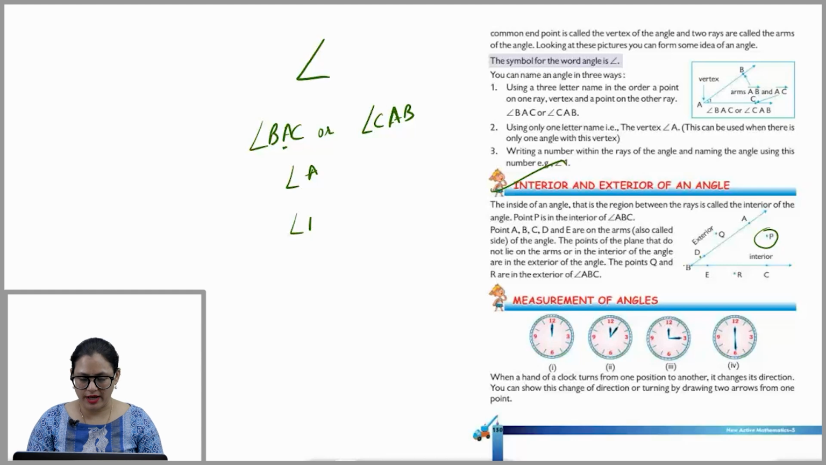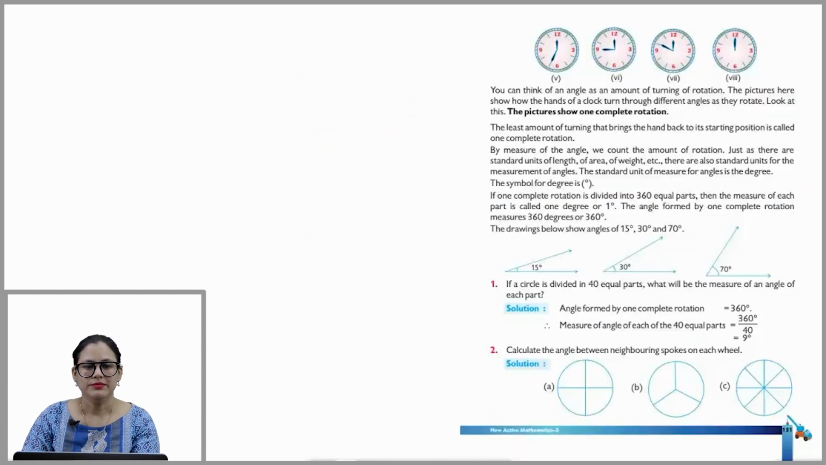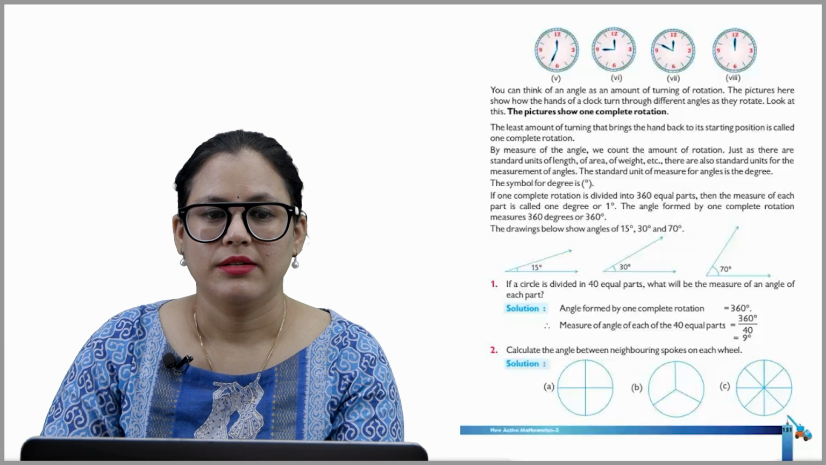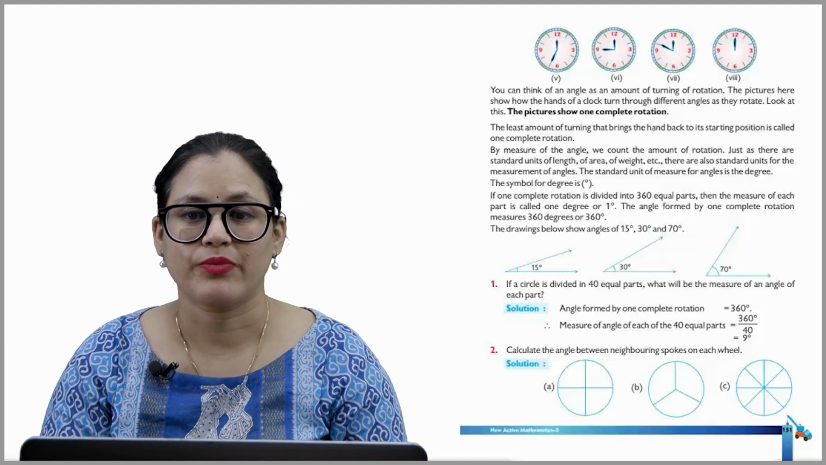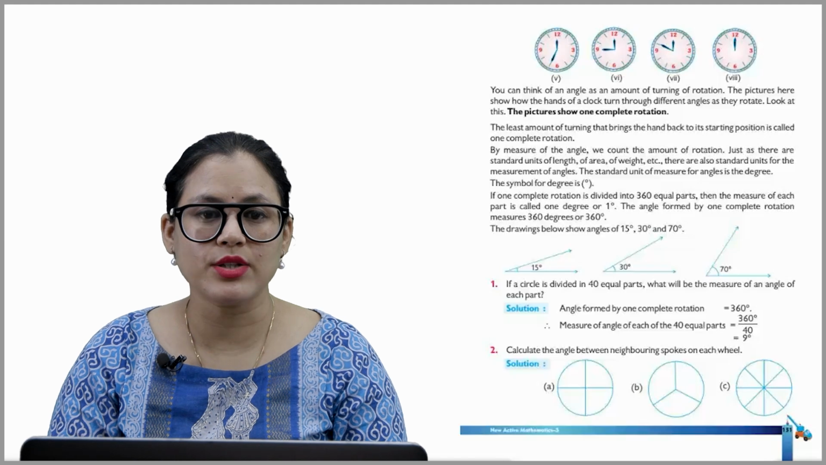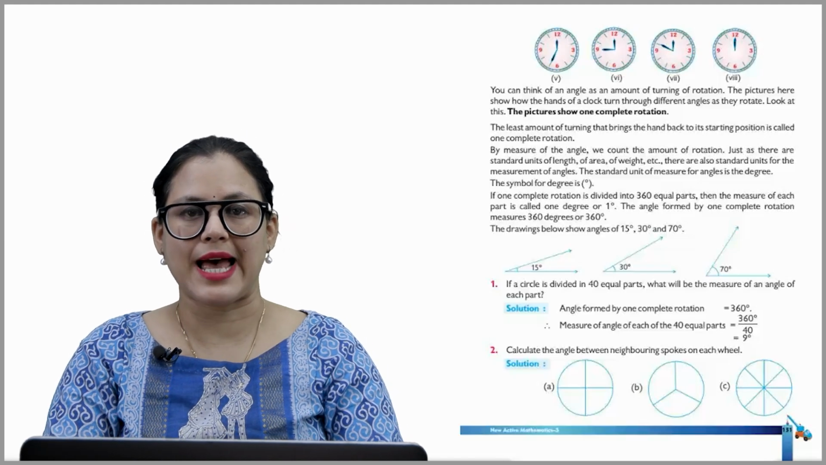Now, measurement of angles. When the hand of a clock turns from one position to another, it changes its direction. You can show this change of direction or turning by drawing two arrows from one point. You can think of an angle as an amount of turning or rotation. The pictures here show how the hands of a clock turn through different angles as they rotate.